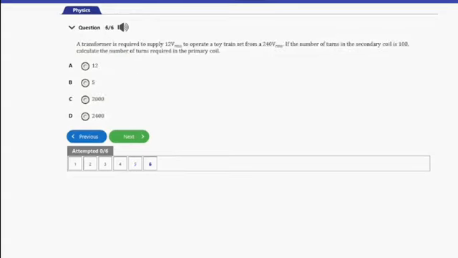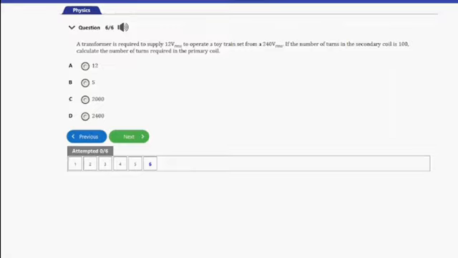It says a transformer is required to supply 12 volts root mean square to operate a toy train set from a 240 volts root mean square. If the number of turns in the secondary coil is 100, calculate the number of turns required in the primary coil. So guys, this is very simple.